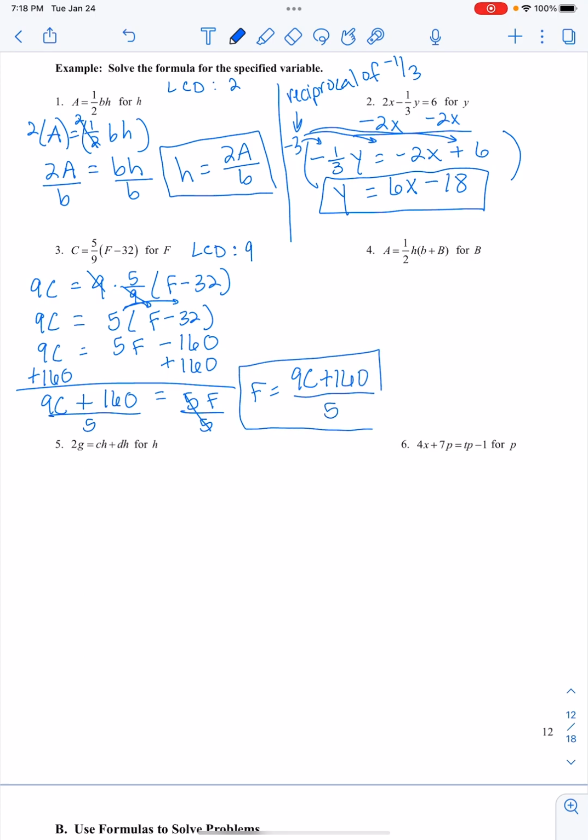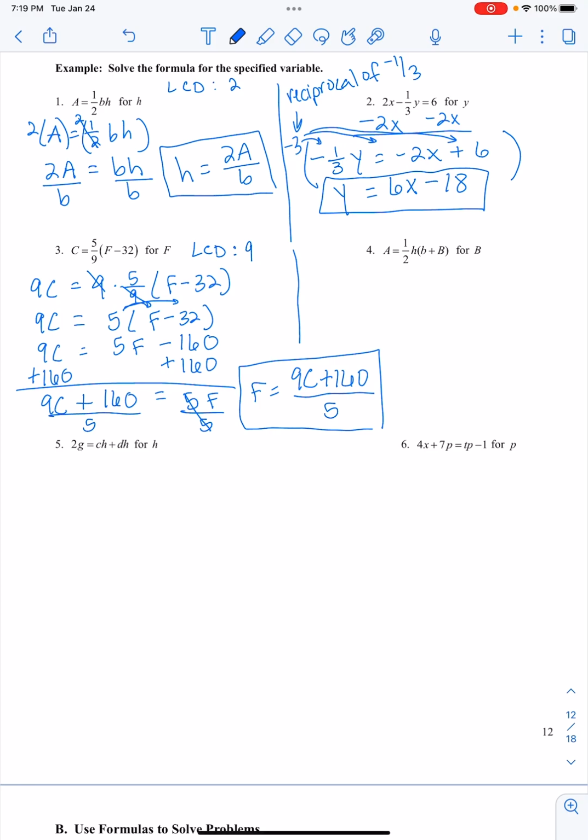Now you might say, hey, 5 goes into 160, so let's reduce. But order of operations would dictate you'd have to first find the top by putting in something for c, multiplying by 9 and adding 160 before dividing by 5. So you cannot just take 5 into 160. F equals 9c plus 160, divided by 5, is our final answer.